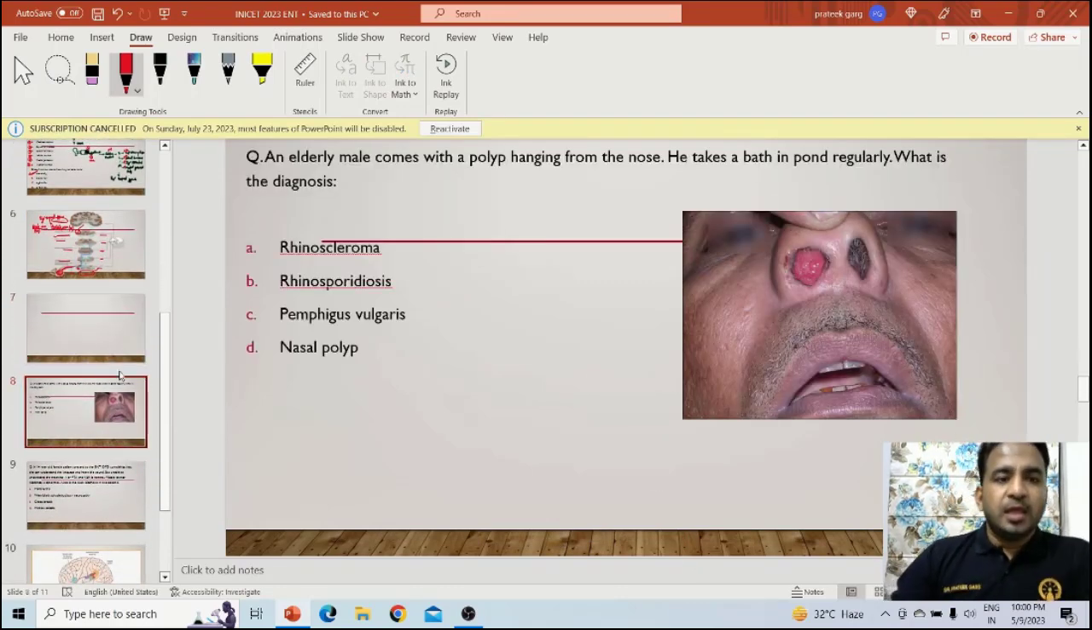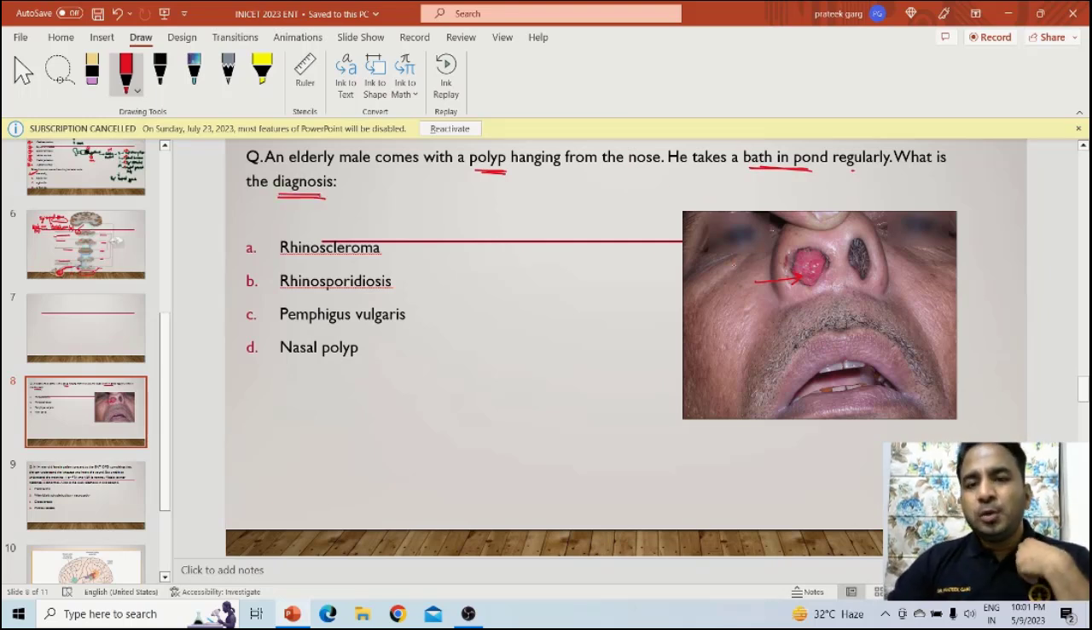Next question. An elderly male comes up with a polyp hanging from the nose. As you can see, in the nose there is a pinkish reddish polyp. He takes a bath in a pond regularly. What is the diagnosis? So look at the picture.